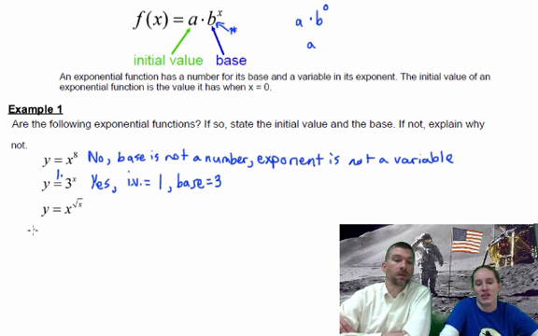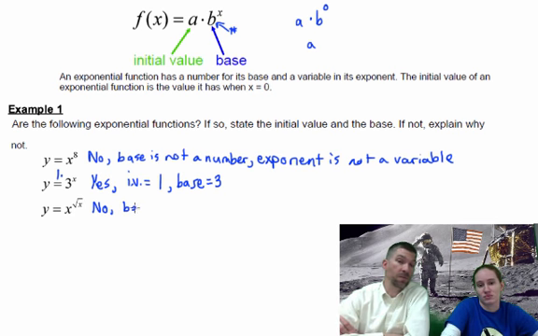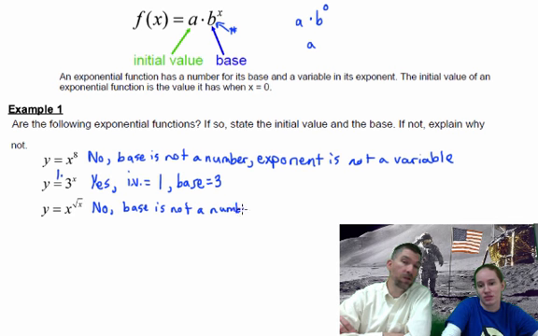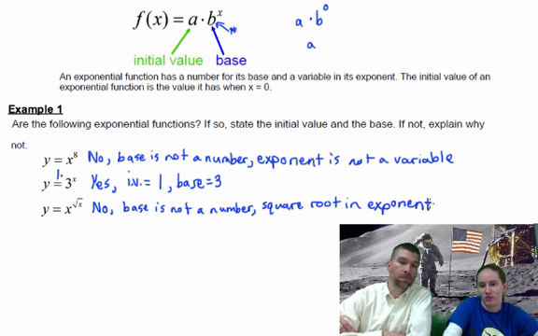How about the next one? No. There are a lot of things wrong with this. Let's start with the fact that you have a variable for the base, and that's no deal when you're dealing with exponentials. The other issue is that you have a square root up in the exponent, which is also awkward. Even if the base was a 5, it still wouldn't work because we can't have a random square root in the exponent.